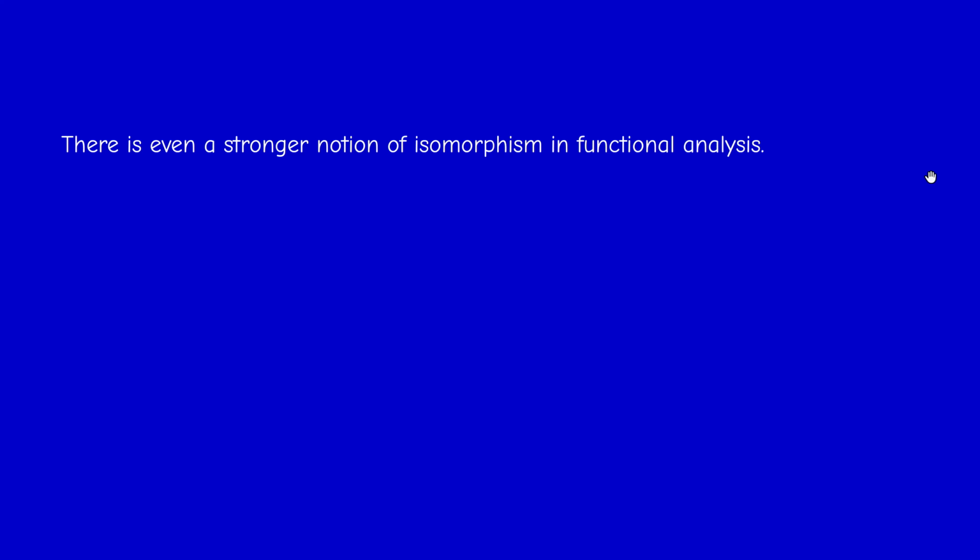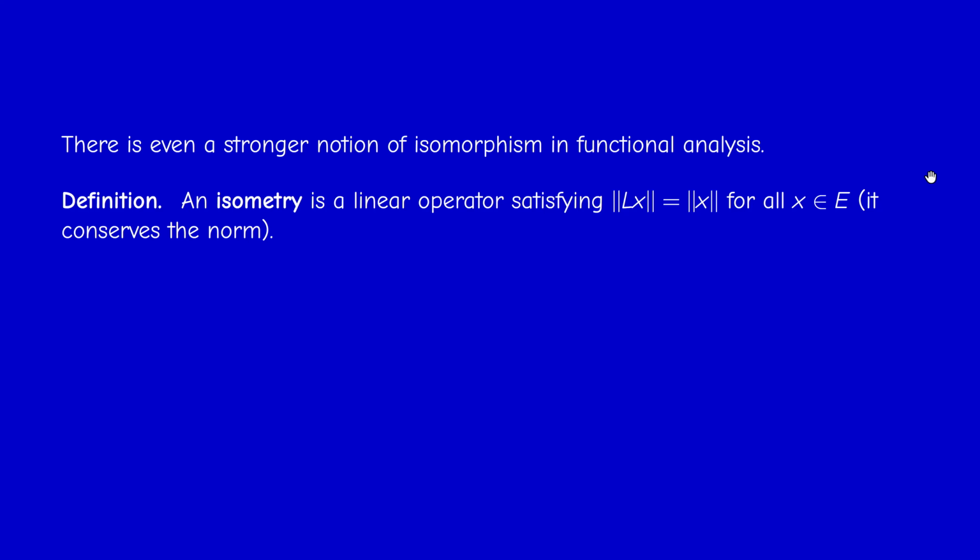Now, there is a stronger notion of isomorphism, a more rigid one. It's the notion of isometry. An isometry is, of course, a linear operator conserving the norm. Okay, so you can think of it as a rotation, if you like, an analog of a rotation or a symmetry. So, of course, it's automatically continuous and its norm is 1.